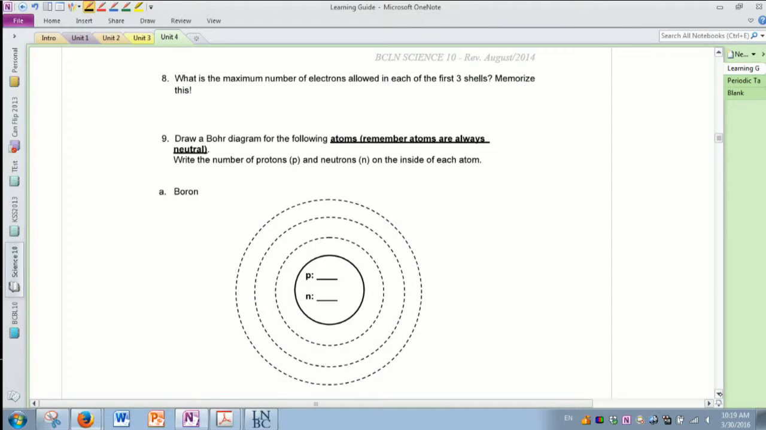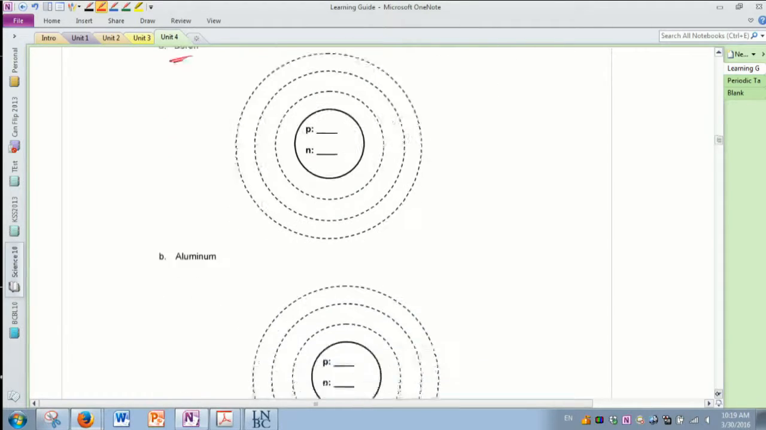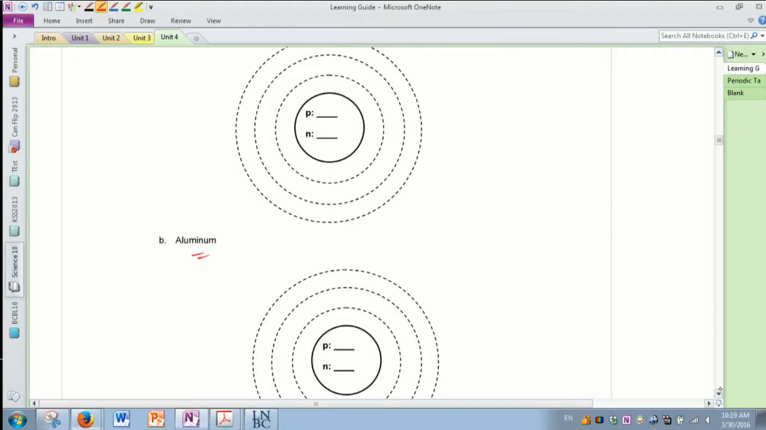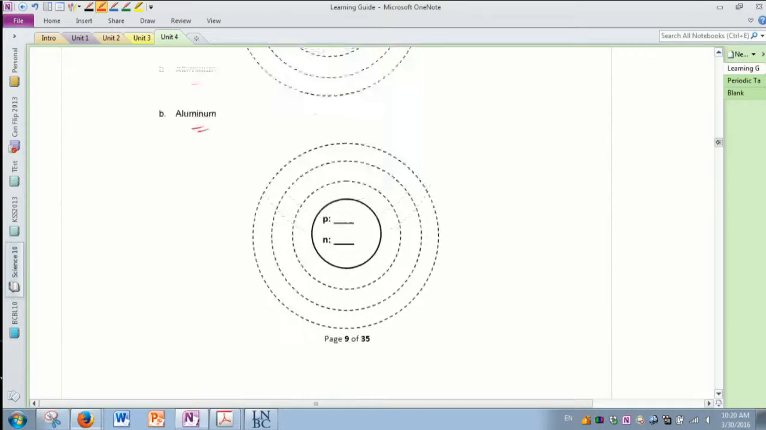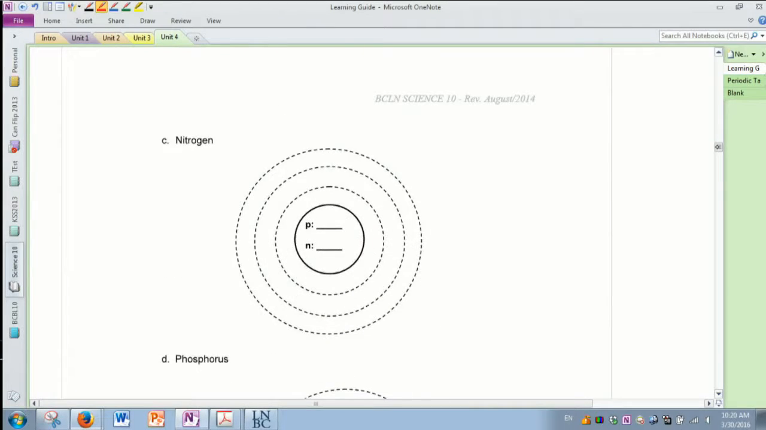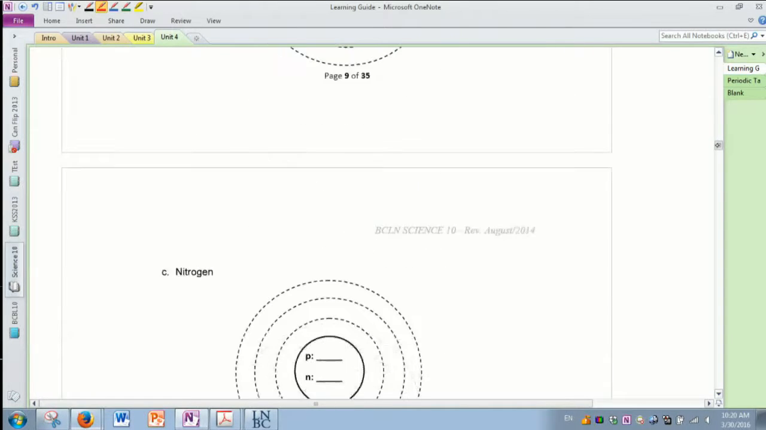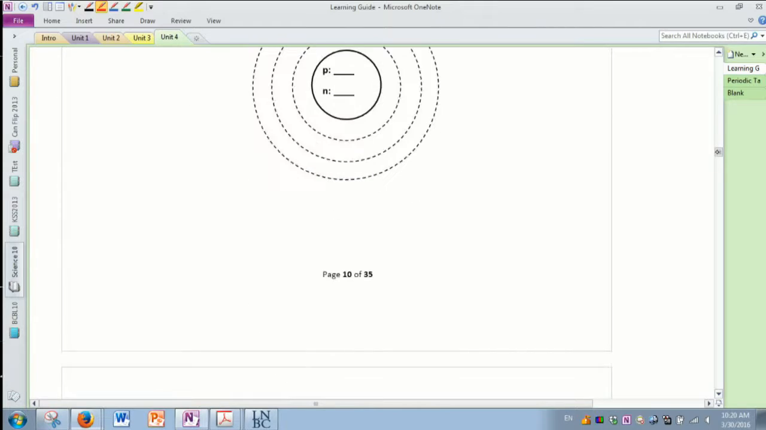So question 9, it's talking about atoms. Now, hopefully I haven't confused the idea of atoms and ions. But it wants you to draw the Bohr model for boron. It wants you to draw the Bohr model for aluminum. I think there are a few extras on the next page as well. So boron, neutron, boron, aluminum, nitrogen, phosphorus on page 10.